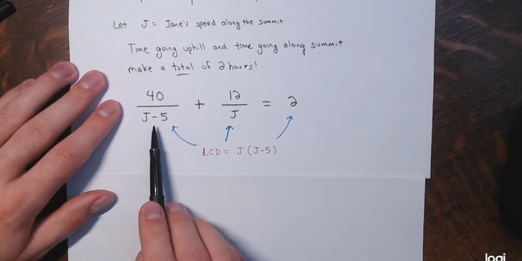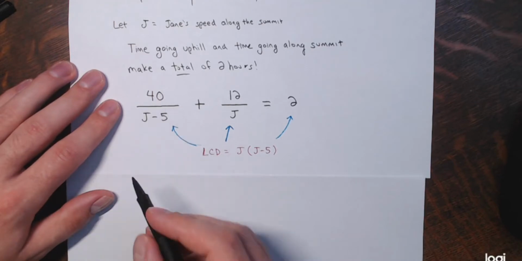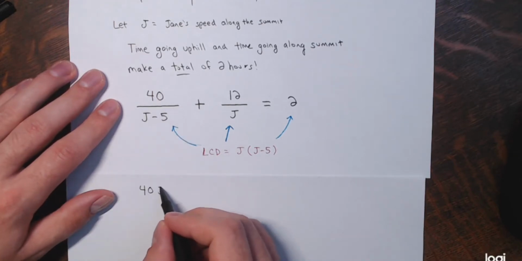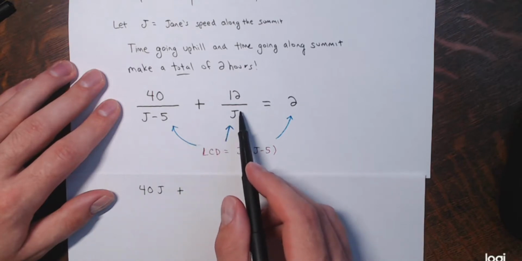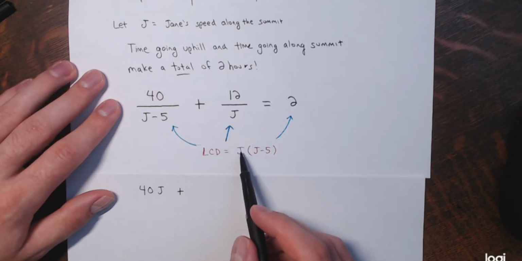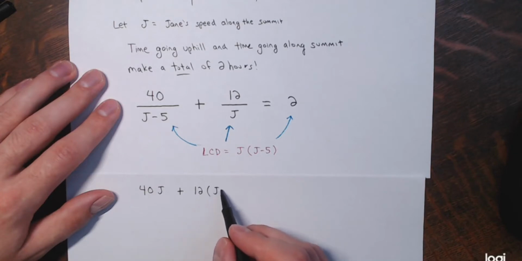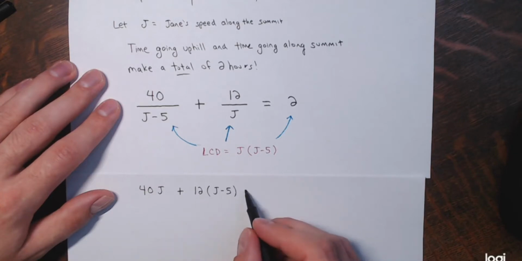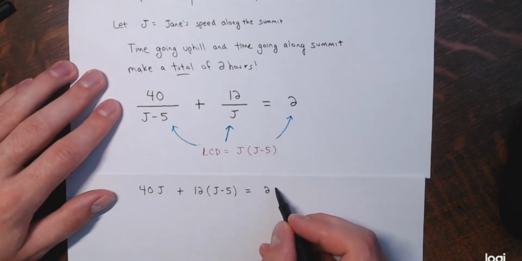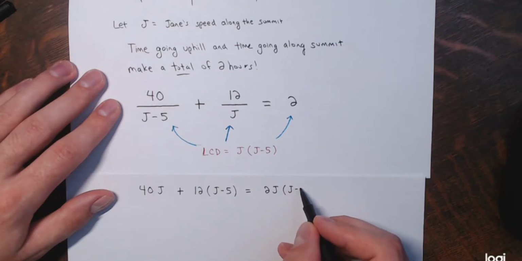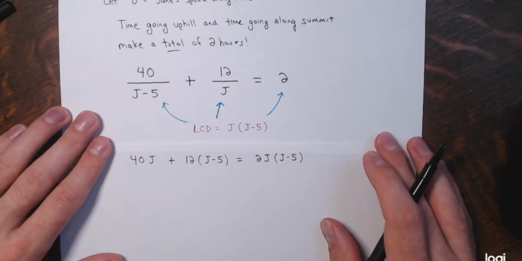Now that first fraction on the left side, the j minus 5s would cancel, and I'd be left with just 40 times j. So 40j plus, right, plus the second fraction, the j's would cancel, and I'd be left with 12 times j minus 5 equals, and then over here there's nothing to cancel, so it'd just be 2 times the LCD, 2 times j minus 5. So it looks like this is going to end up being a quadratic equation.